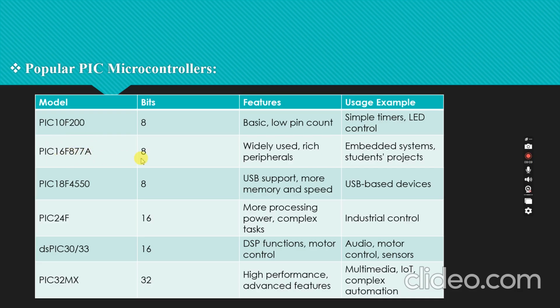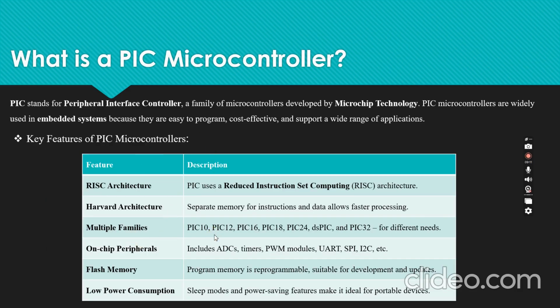PIC16F877A. This model we can use as the microcontroller, but except that, so many different families of this microcontroller are there. On-chip peripherals including ADC, analog to digital converter, timer, PWM module, UART, SPI, I2C, etc. Many things are there. Flash memory: program memory is reprogrammable, means flash memory we can use as reprogrammable memory. Means first you program, if you find any error, then you can reprogram.